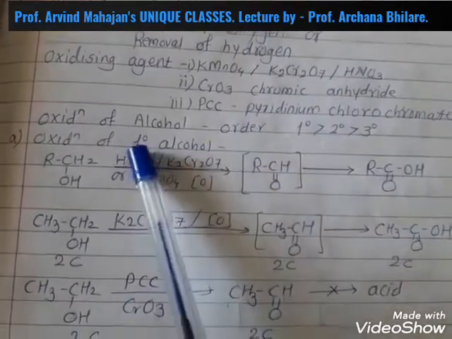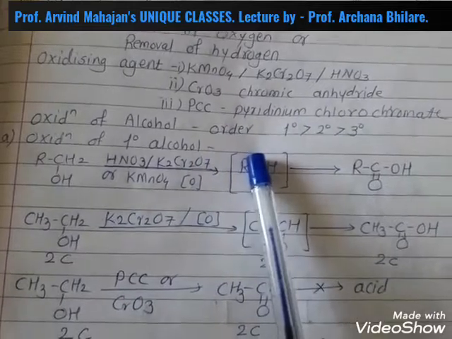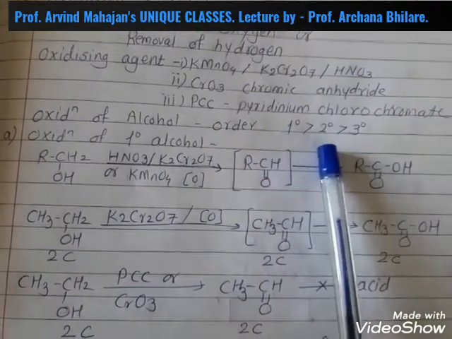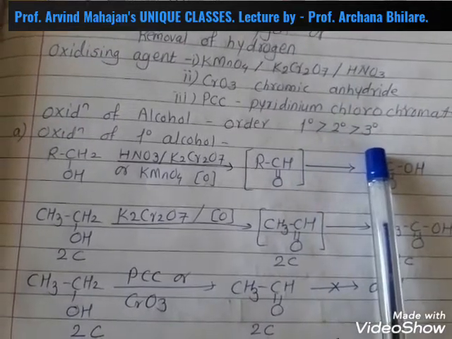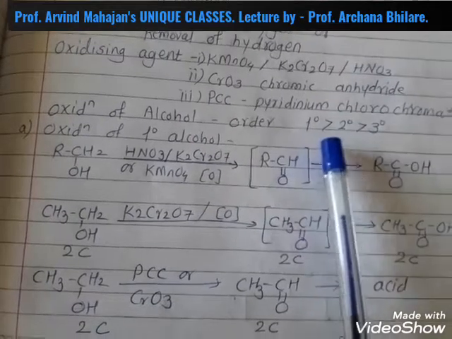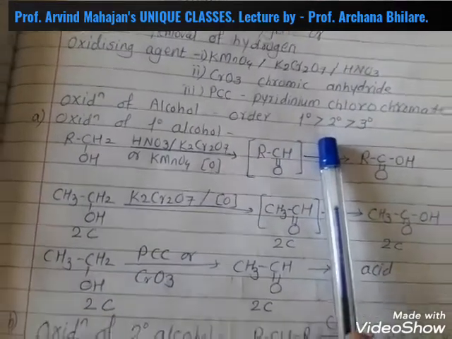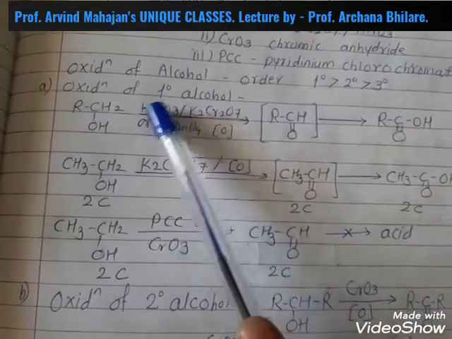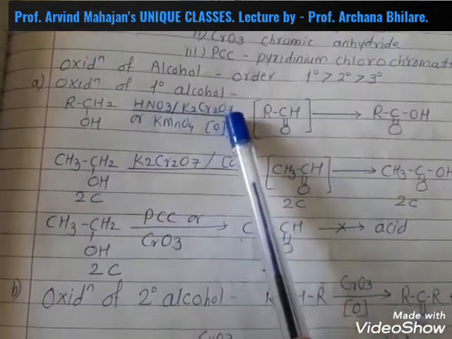We will see. Oxidation of alcohol, what's the order? It is very easy to oxidize primary alcohol, then secondary, then tertiary. So primary alcohol is easily oxidized as compared to secondary and tertiary alcohol. So first we will discuss oxidation of primary alcohol.